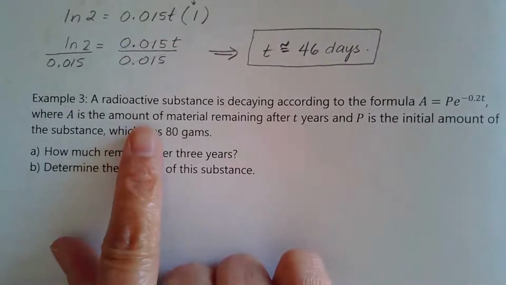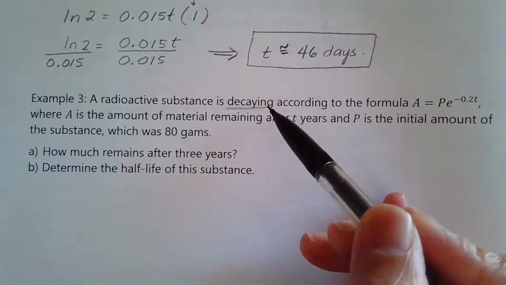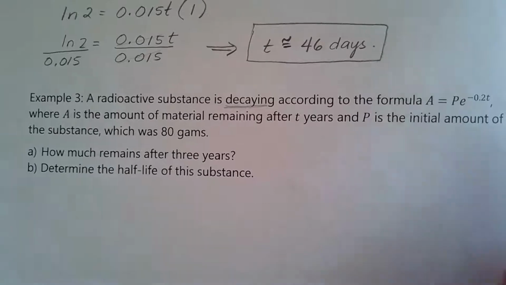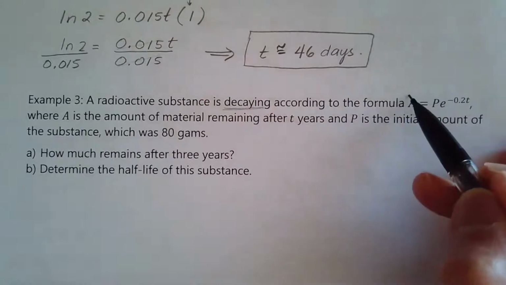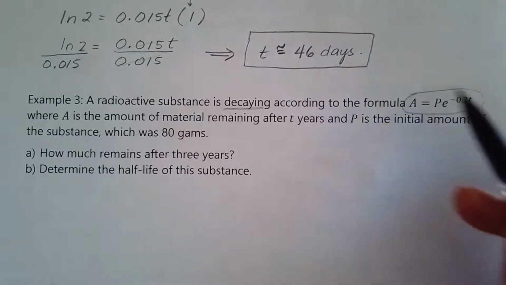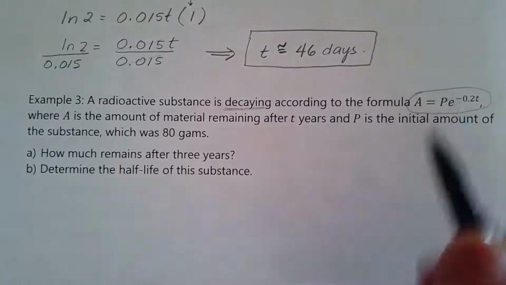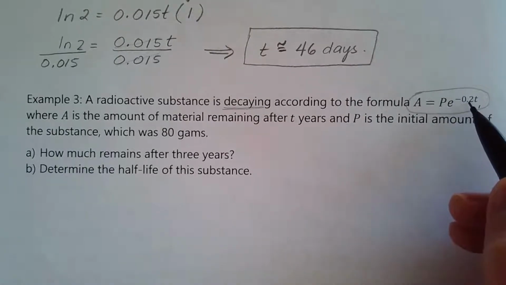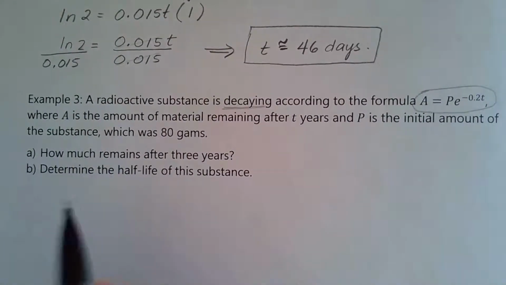But this one here is becoming an exponential decay. That means when something is decaying, the amount gets smaller and smaller. It gets less and less each time. So in this particular case, they gave us a formula, which is great. It's the same formula, but you probably notice that the rate is negative, so it gets lower and lower. So let's take a look at that one.